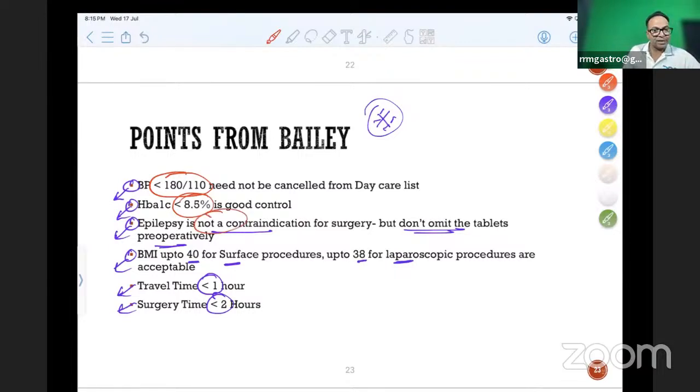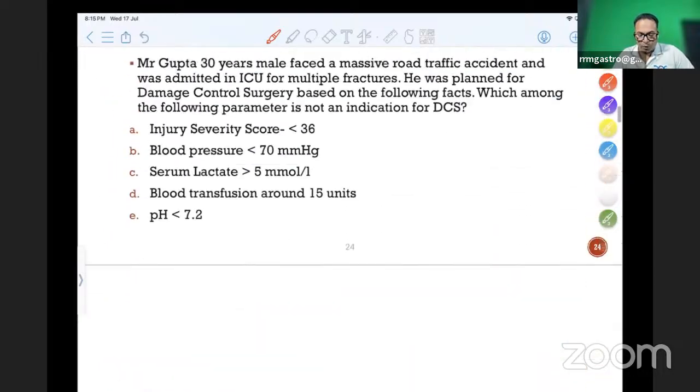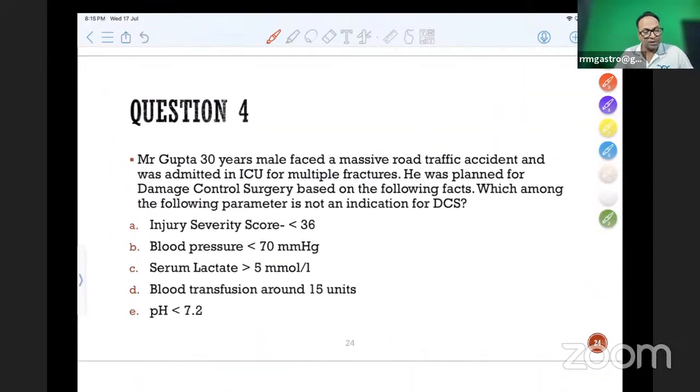Epilepsy is not a contraindication. BMI up to 40 is not a contraindication. Travel time within 1 hour. Surgery time within 2 hours. These are the important points you should not forget related to daycare or same day surgery. So that's the third question, the concept of daycare surgery.